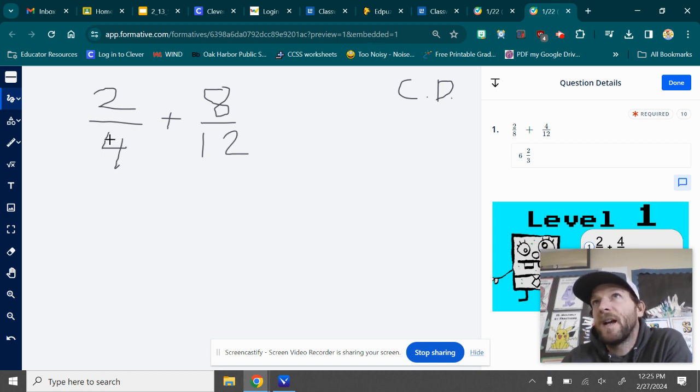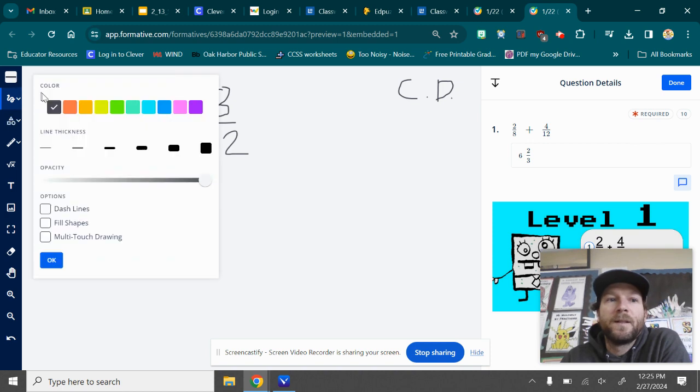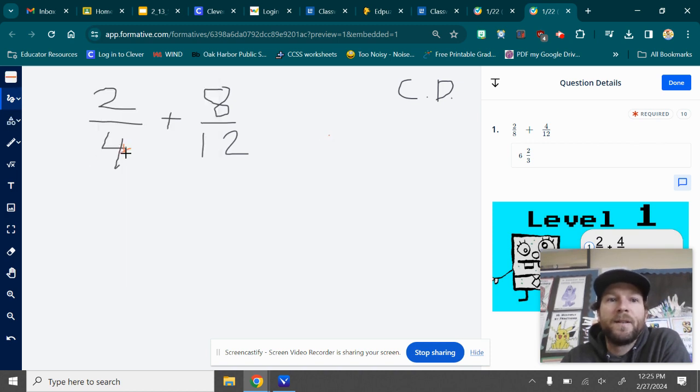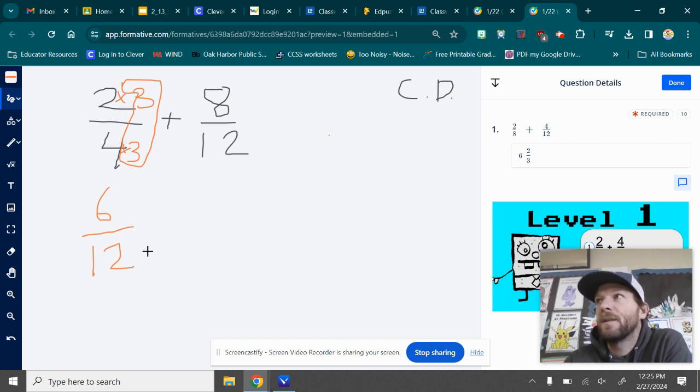But I do know my facts because I know I can turn a 4 into a 12 using magic. The magic of math. Because 4 times 3 is going to be 12. And then whatever I multiply on the bottom, I have to multiply on the top, because 3 over 3 is equal to 1. Anything times 1 is itself. So 4 times 3 is 12. 2 times 3 is 6. So 6/12 is equivalent to 2/4. How about that? Now I have a common denominator. So I have 6/12 and 8/12. The bottom numbers are the same.